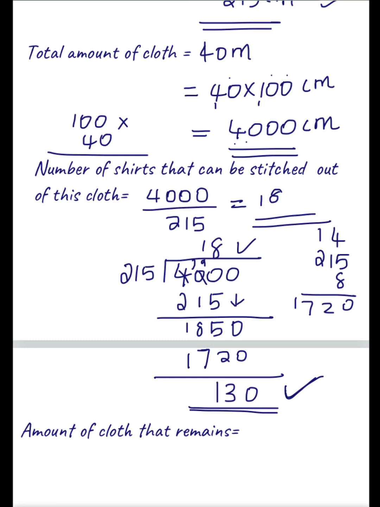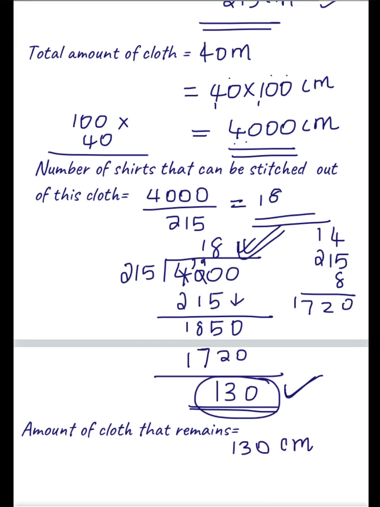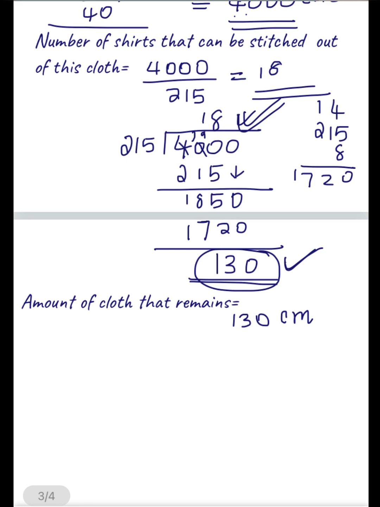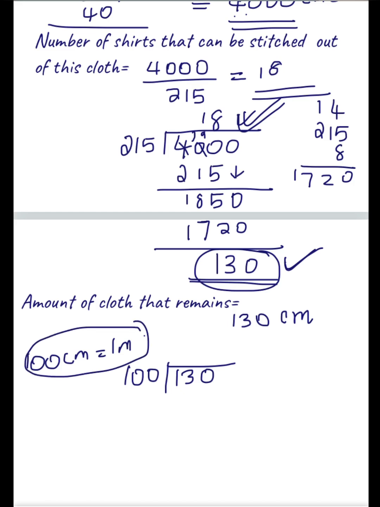But let's convert this 130 centimeter to meter. So how will you do it? You need to just divide this 130 by 100. Why? Because you know that 100 centimeter is equal to 1 meter. So you have to divide this 130 centimeter by 100. Then what you will get? 1, and 30 will be the remainder.